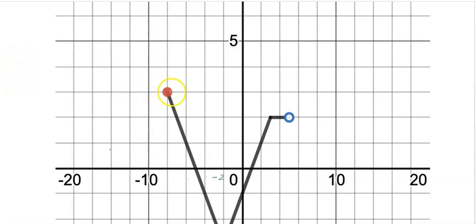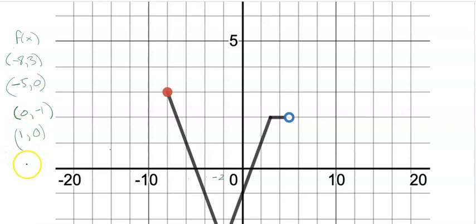But in our original graph, the points are still the same as they were. I have this negative 8, 3. This is in the original. And then I had negative 5, 0. It's a little harder to read because that's 2, 4, and that's halfway, so that's 5. And then there was a 0, negative 1. There was a 1, 0. This is on the original graph. I'm reading these points now. A 3, 2. And a 5, 2. And I'm just reading these off of my graph.